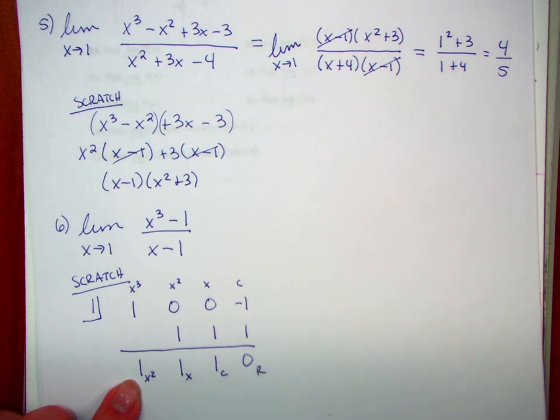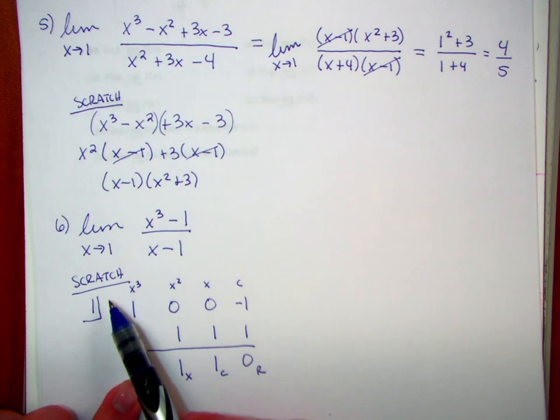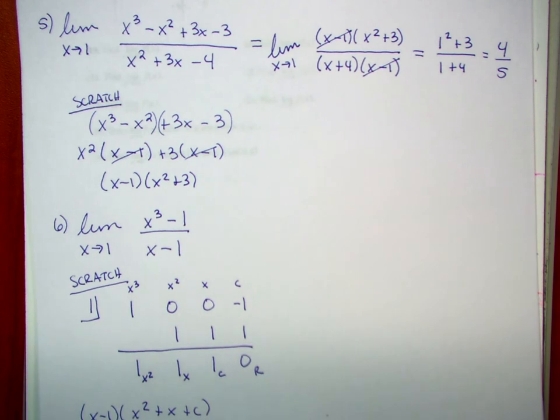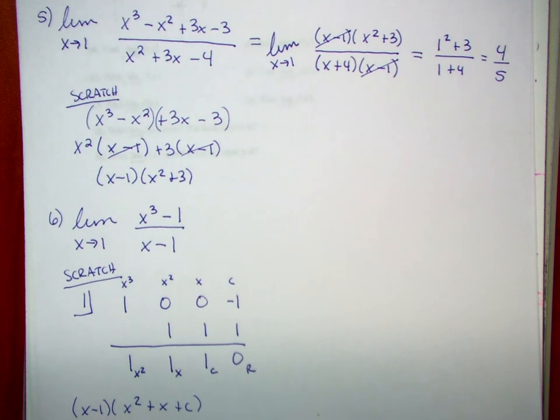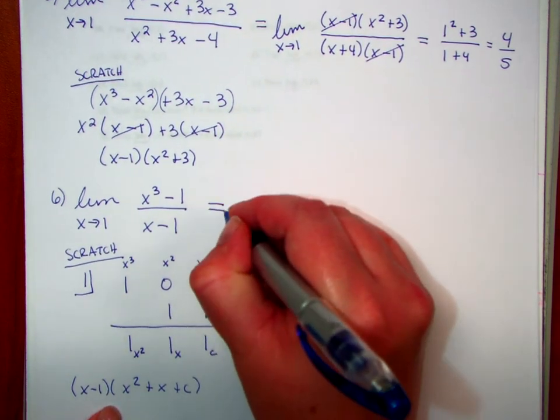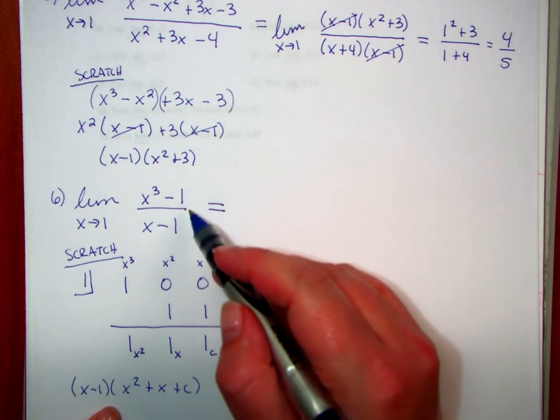So at this point I have it factored, right? I have x minus 1 as a factor, and I also have x squared plus x plus 1 as a factor, right? When you do that synthetic division, you find that quotient. It really is factoring your polynomial, right? So I'm going to go ahead and write the factored form of the cubic.